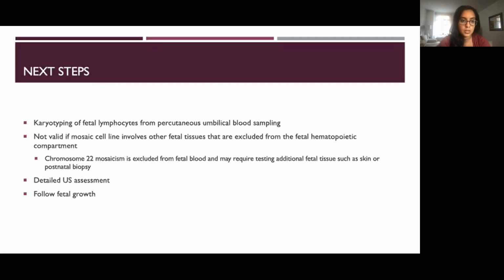The next steps also include detailed ultrasound assessment and follow-up for fetal growth. If both the ultrasound and fetal percutaneous umbilical blood samples are normal, then the parents can generally be reassured that in most cases the fetus is unaffected. However, there is a small chance of fetal involvement because the presence of an undetectable but clinically significant abnormal cell line can never be absolutely excluded. And that's why we continue to follow, to look for signs of growth restriction.